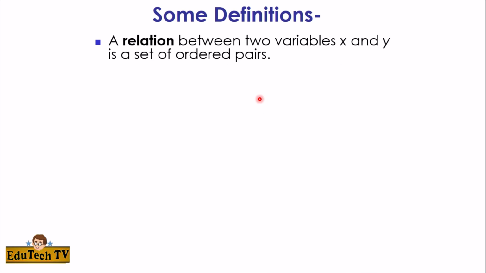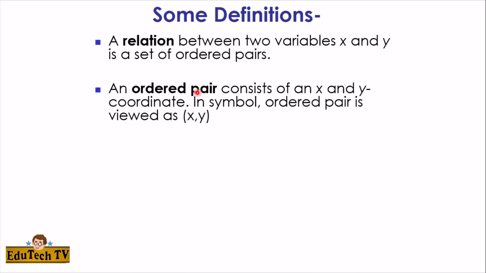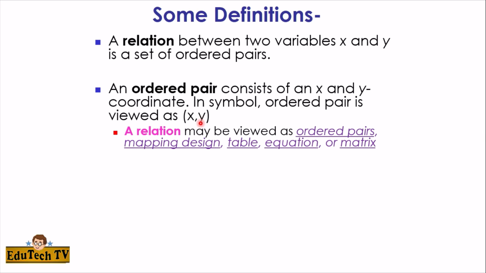In the third basic concept, which is the relation, napag-aralan natin na a relation can be represented using ordered pairs. Now, an ordered pair consists of x and y coordinates. In symbol, ordered pair is viewed as (x, y). So, yung unang number dito is the x at yung pangalawa naman ay yung y. Sabi natin noong nakaraan na relation may be viewed as ordered pairs, mapping design, table, equation, or matrix.